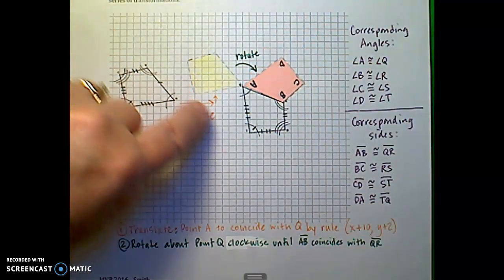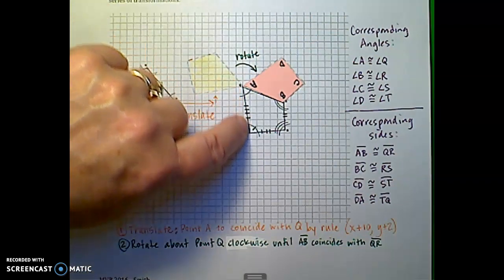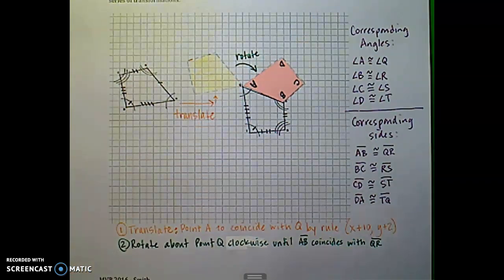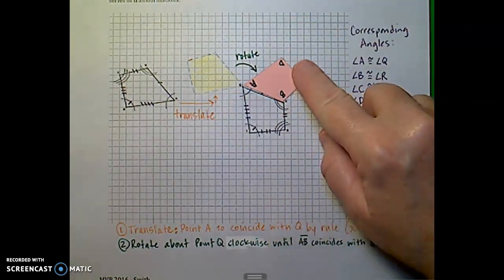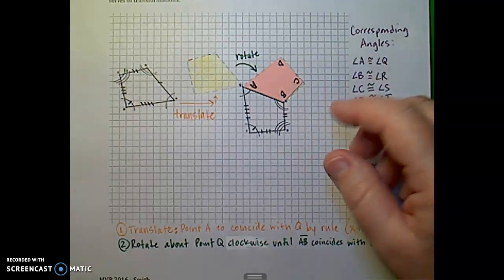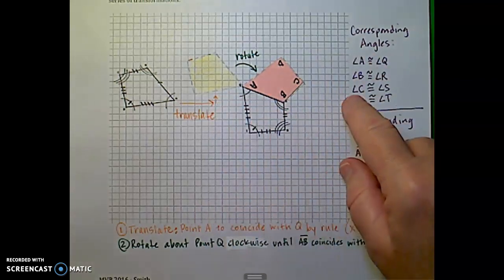Now, could we go the other direction? Sure, we could, and let these sides line up. You're going to get the same result, so either way will work. Our third step, our final step, is a reflection. The line of reflection is segment QR, the line that contains segment QR.